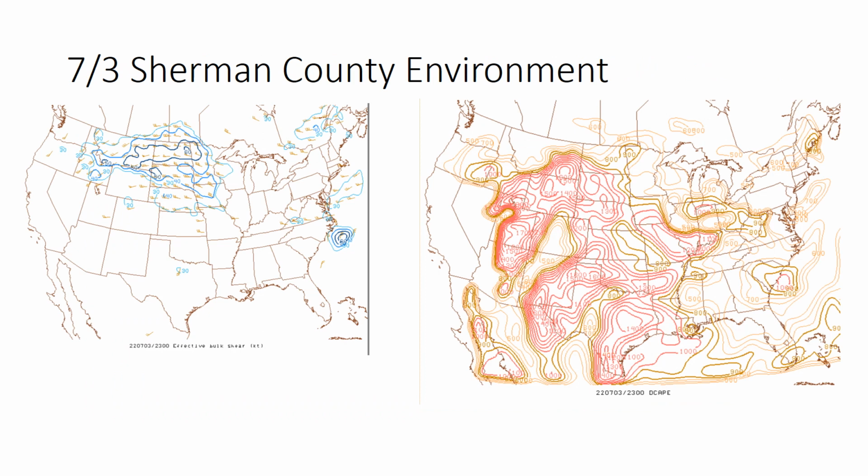Our next case is going to be on July 3rd, and this was in Sherman County. And again, looking at the environment, we had no wind shear whatsoever, and the DCAPE, that was again 1200 plus joules, being present pretty much over our entire forecast area.